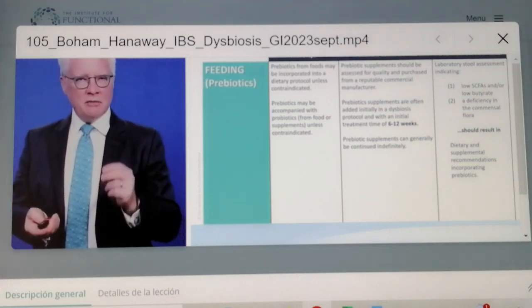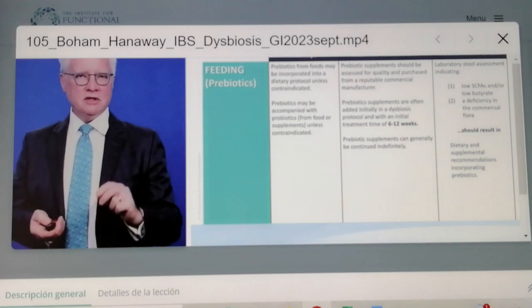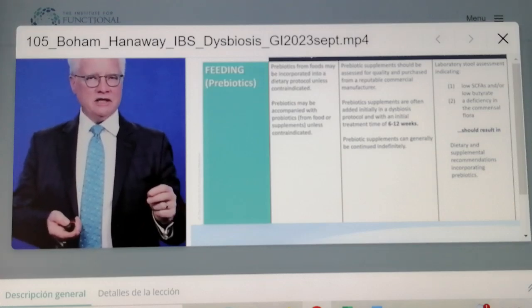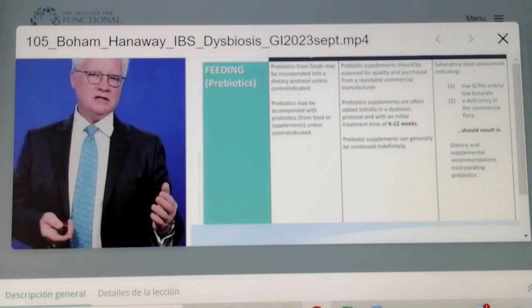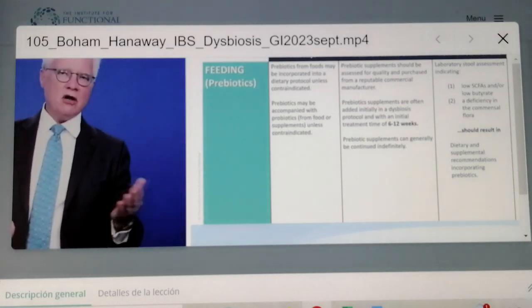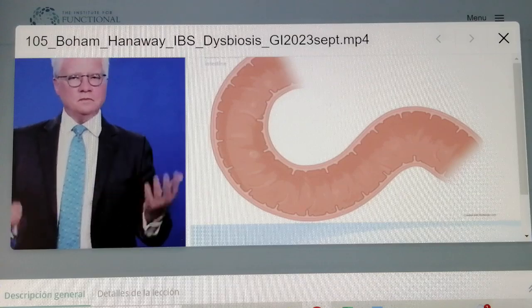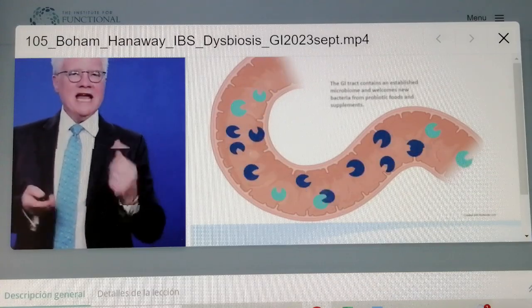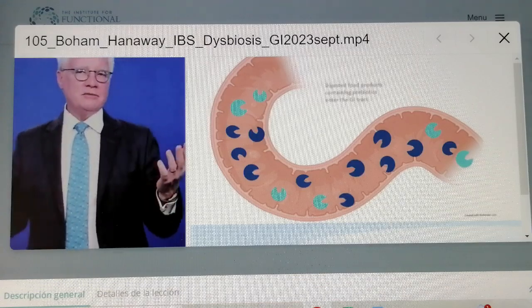In the meantime, simple food-based approaches using these prebiotic foods that I talked about are going to be key. And these are new things in your patient's diet, so you're going to need to coach them and help them along the way to be able to do that. So we see there are many different types of prebiotics that come from different food items in our diet.